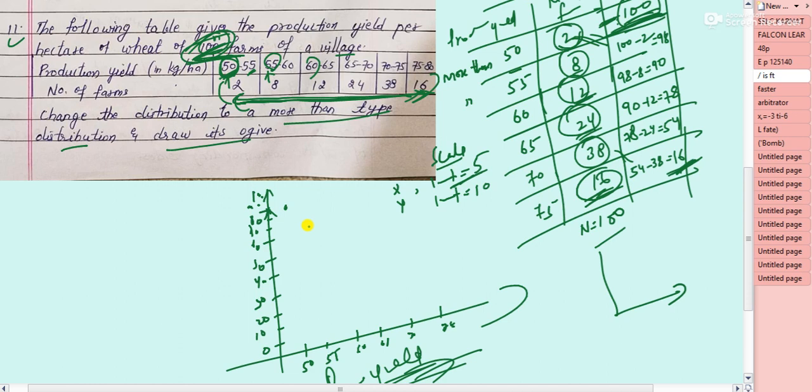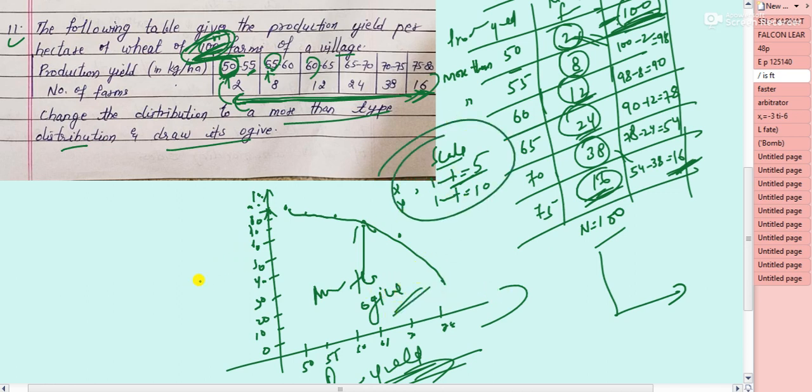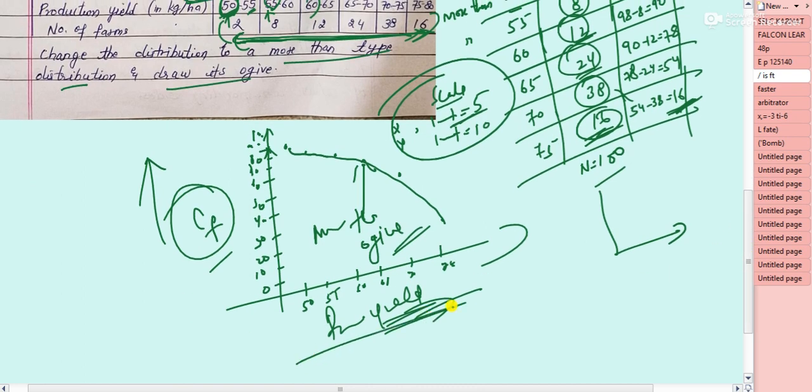For this it is 98, next it is 90, next it is 78. It will come somewhere over here. I'm not perfectly writing here, so it may not be proper, but you try to write it neatly. And this is 16, so you'll get somewhere like this. So this is a more than OG. Got it? This scale is very important. And what is this? This is cumulative frequency. Always write cumulative frequency in y-axis and limits whatever they have given in x-axis.